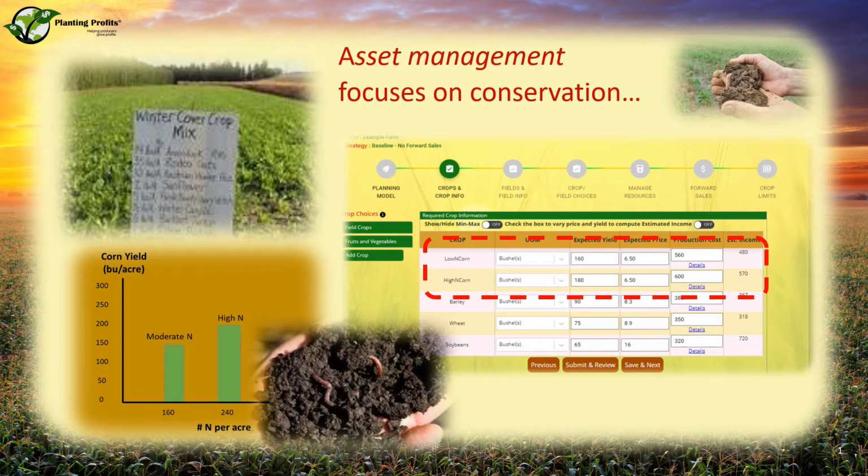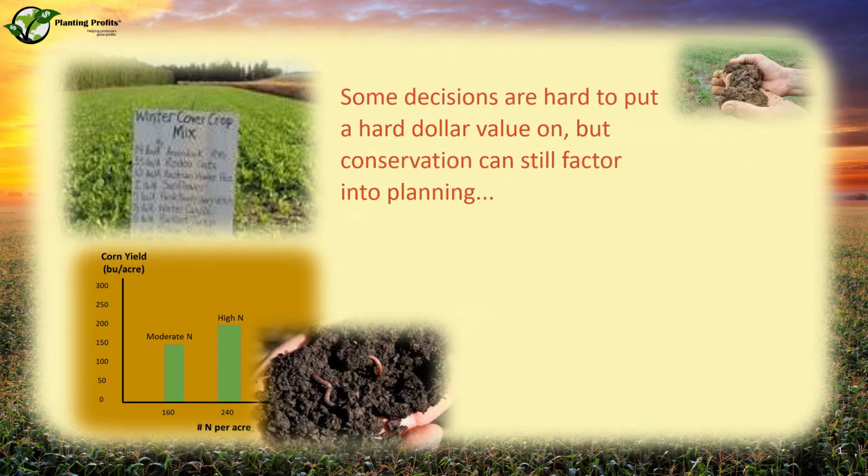Long-term benefits, such as soil tilth, bioorganisms, infiltration, erosion control, biodiversity, etc., are difficult to quantify but still real. Net, some decisions regarding conservation practices can be hard to put a dollar value on. It can be difficult to see past the crop planning horizon, but conservation practices can still factor into planning.